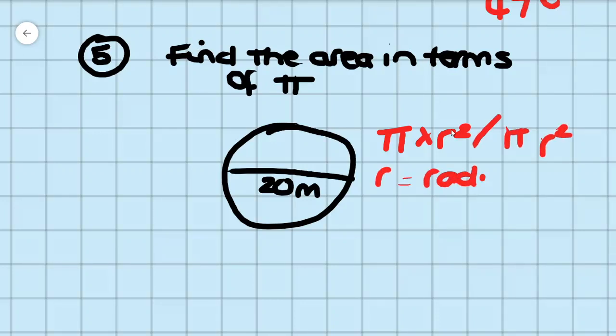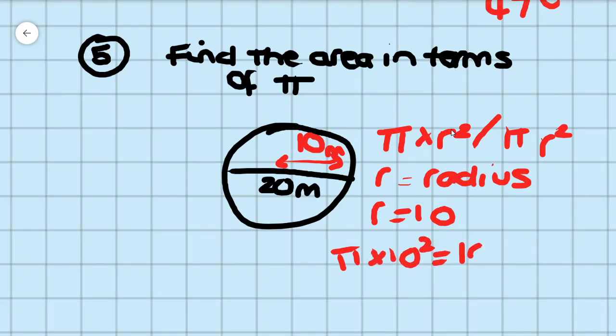Now at the moment I've got a diameter there, it goes the whole way across, whereas the radius goes from here to here. So I'm going to half it. 20 divided by 2 is 10, that's my radius. So R is 10, so that's pi times 10 squared, which is 100 pi meters squared for your final answer.